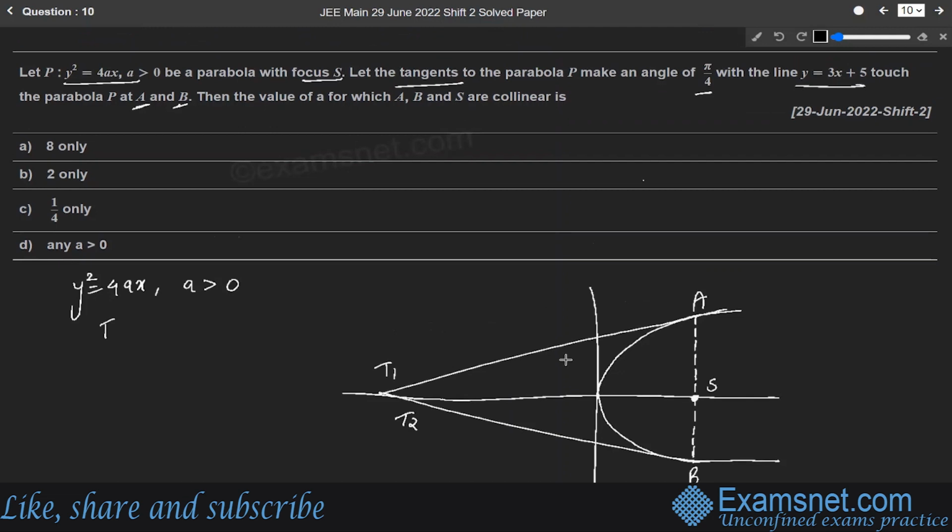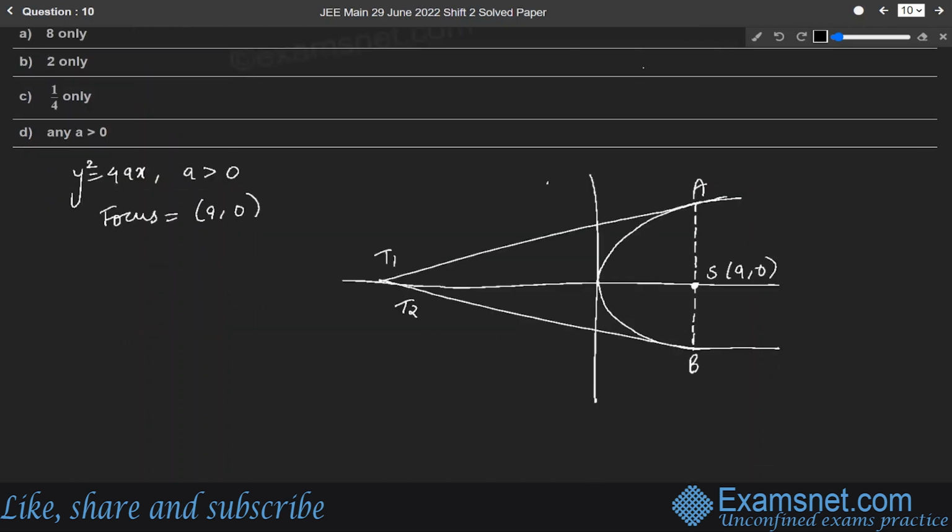And how is the focus denoted? We know that the focus is always a comma 0. It means that the coordinates here are a comma 0, right? It is also given that both the tangents make an angle of pi by 4 when they intersect with the line y is equal to 3x plus 5. So let us make a line here. Let this be the line y is equal to 3x plus 5. When tangent T1 intersects with this line, an angle is formed which is pi by 4. And when tangent T2 intersects with this line, another angle is formed which is pi by 4. So this is the required diagram.